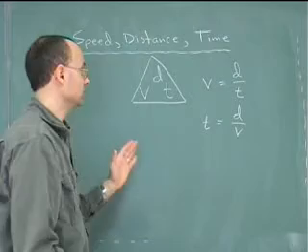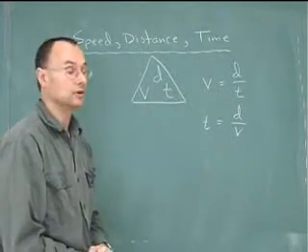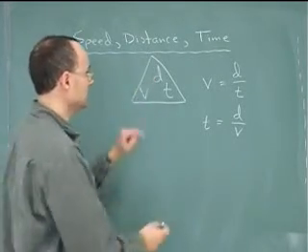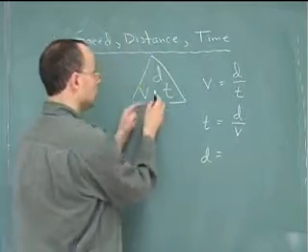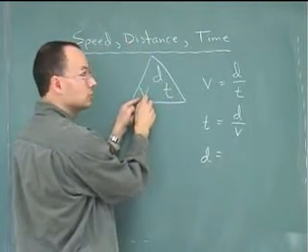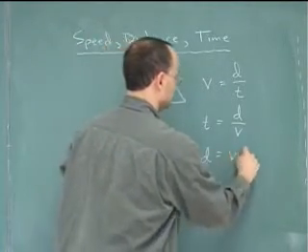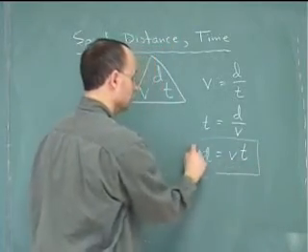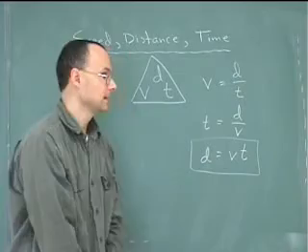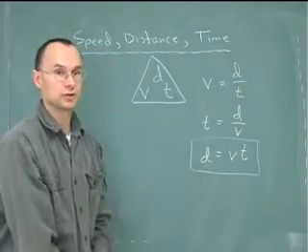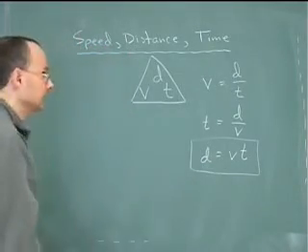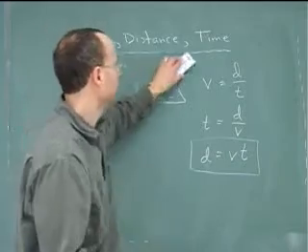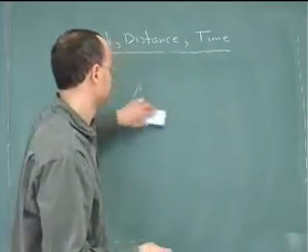And the last one that is probably the most useful because it doesn't involve fractions is that distance equals the velocity or speed times the time. So this tends to be the one I like to use the most frequently because of no fractions. Okay, let me do an example of a question like this.